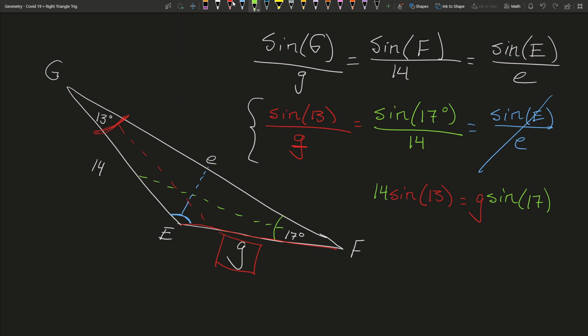Again, we're trying to get g by itself. So if we divide both sides by sine of 17, we get g is equal to 14 sine of 13 divided by sine of 17. And that would be our answer. Before we go to a calculator, are there any questions about how I set that up?